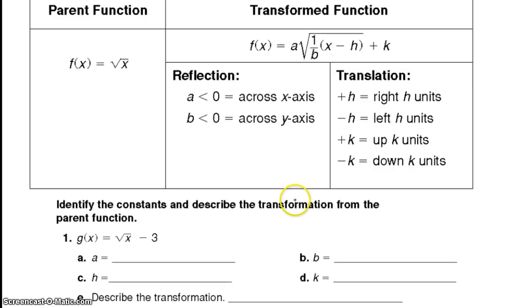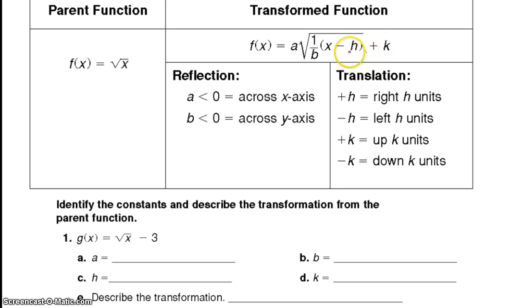Alright, if we are talking about our square root as a parent function, we have f of x equals square root of x. Come over here to our formula. I hope this looks familiar to you. Here is our square root. Here is our a on the outside. Under the radical, we have 1 over b times x minus h. And then out from under the radical, we have plus k.